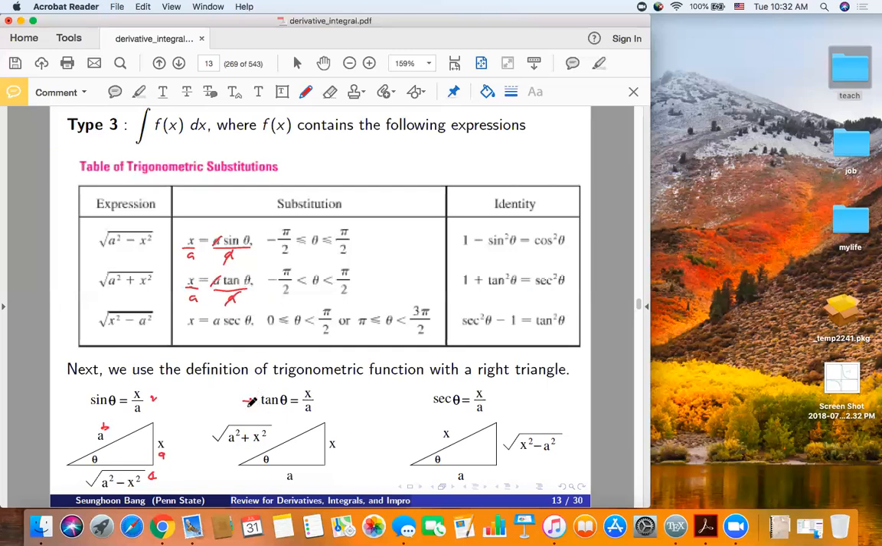The second case, divide by a from both sides, a is crossed out. Tangent theta is x over a. You can draw a triangle. Tangent theta is opposite over adjacent. How can you find the hypotenuse? We can use the Pythagorean theorem. The third one, similar. Divide by a, a is crossed out. Secant theta is x over a. What is secant theta? Hypotenuse over adjacent, like the definition of secant theta. How can you find the opposite? You can use the Pythagorean theorem. This is the whole idea for solving these problems.